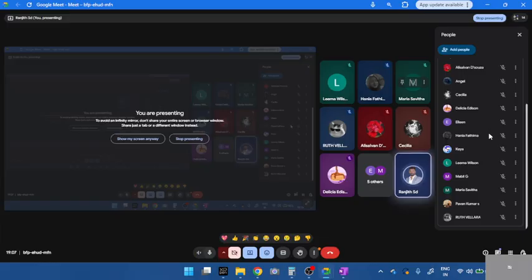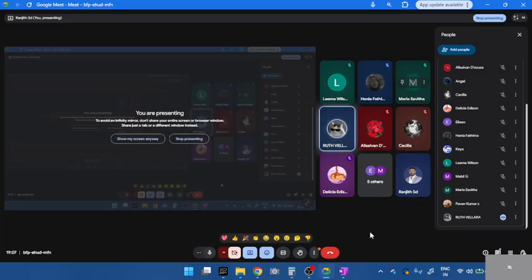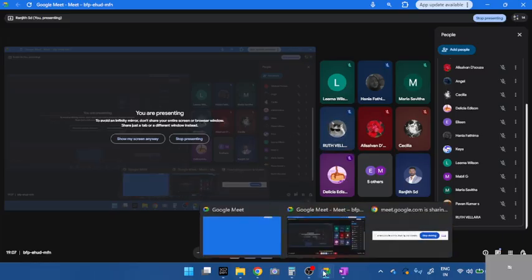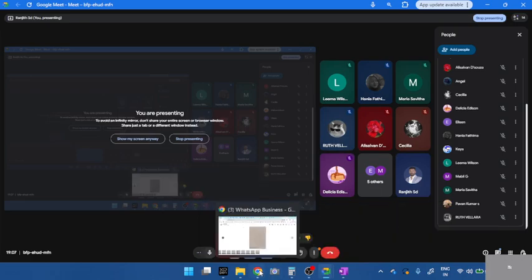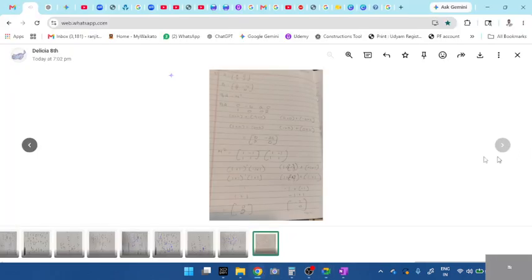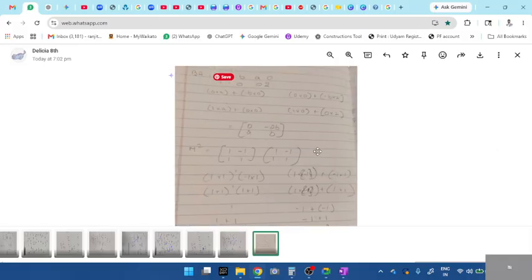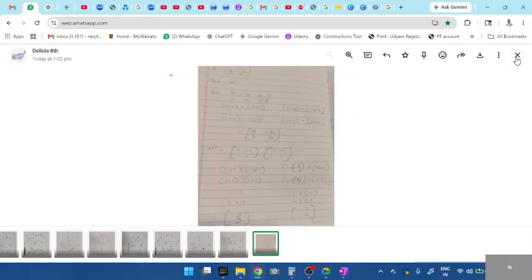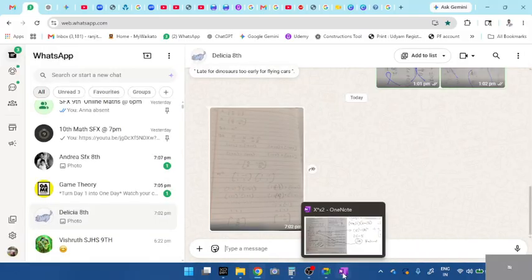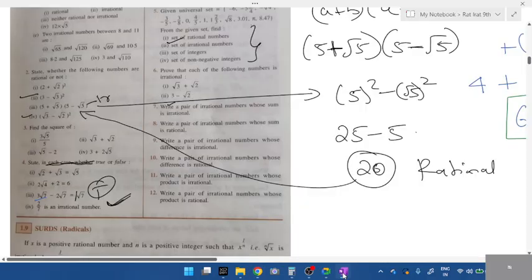Okay, we'll continue, students. There's only one concept. What happened to Malavika, Ruth? Why is Malavika absent? For that time, she is not able.